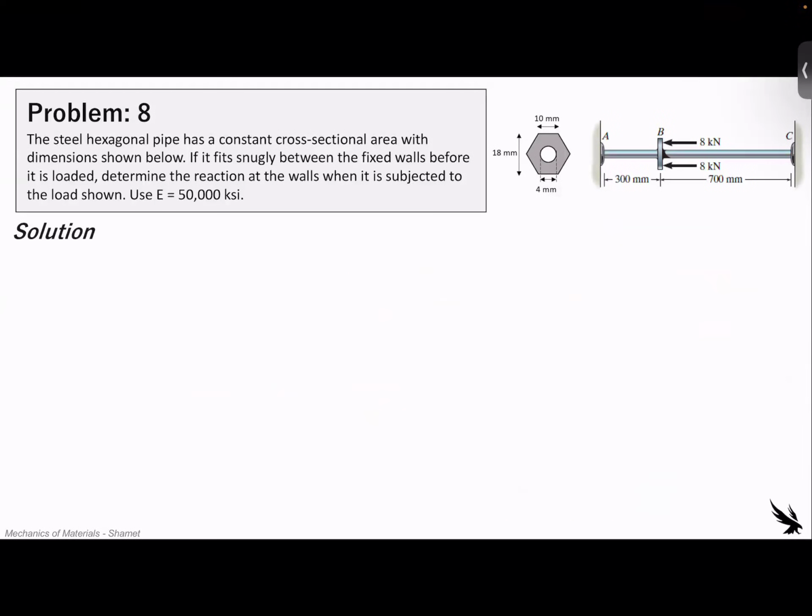All right, problem 8. This one looks familiar to you guys, so we're going to go through it quickly. Hopefully you already caught that. But now we have a different cross-sectional area, and hopefully you also realize that, spoiler, that doesn't really matter for this one. But let's still go through it.